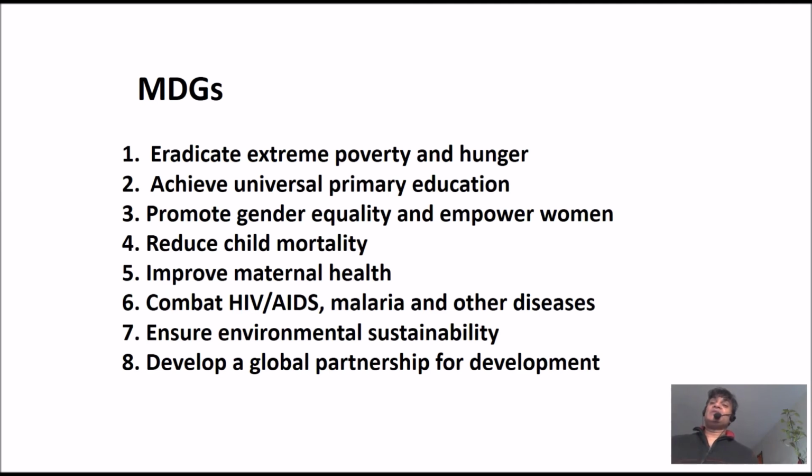Number 6, combat HIV/AIDS and the other big infectious diseases. Great. Number 7, ensure environmental sustainability. As you can probably tell, that one was going to be problematic in terms of politics and procedures. And number 8, develop a global partnership for development. What does that mean? Well, that has to do with funding these things, how we fund it, who's paying for it all, who's involved.